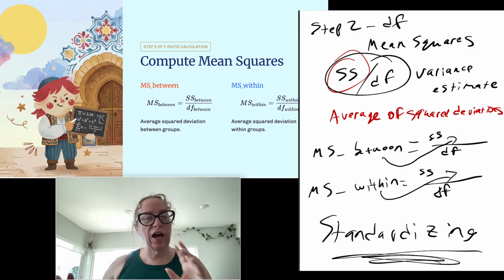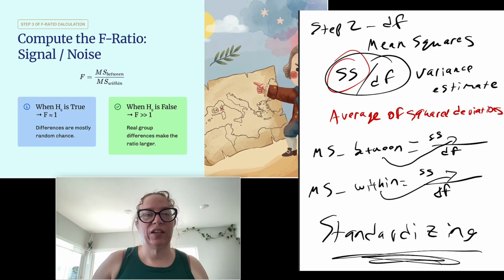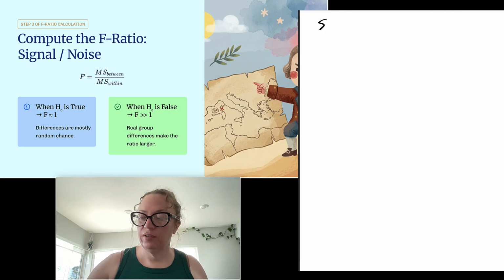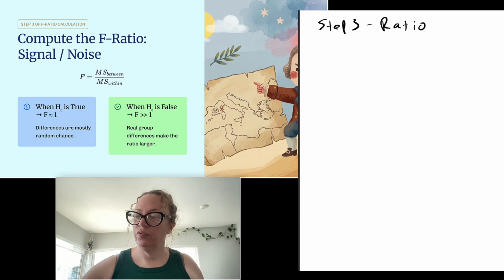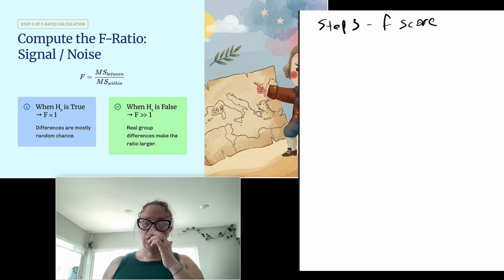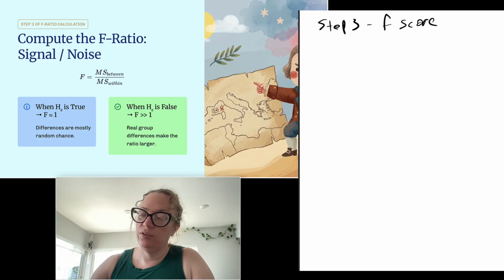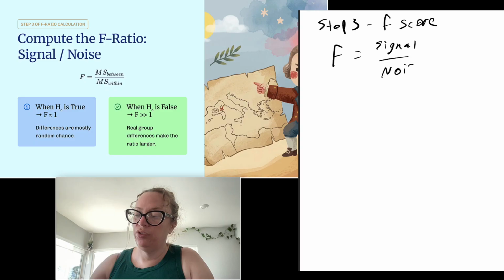Okay? And they're not apples and oranges anymore. They're now just buckets. Okay, now step 3, you're going to do the ratio. You're going to find your F score or your F ratio, okay? So, remember what we said before, the F score is the signal divided by the noise, okay?